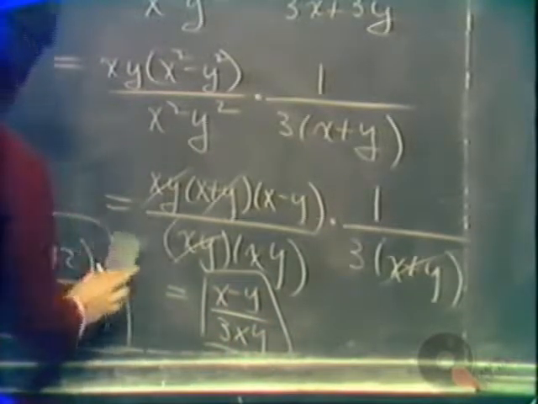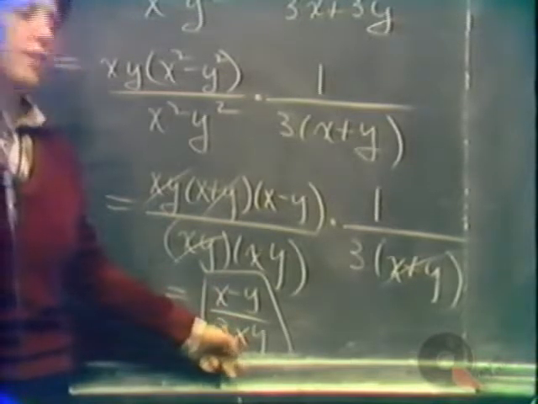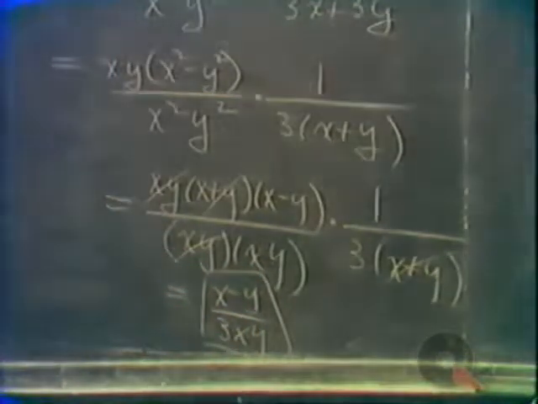And that's as far as we can go in this problem. The x is a term upstairs and a factor downstairs. We cannot cancel out the x or the y for that reason.